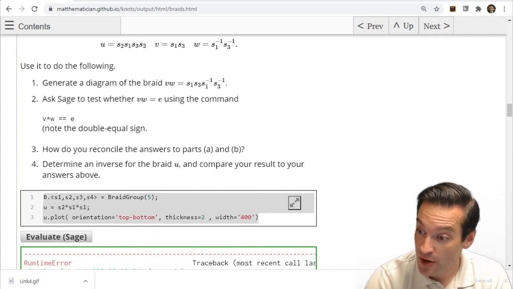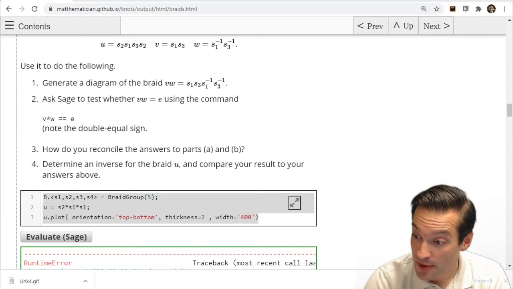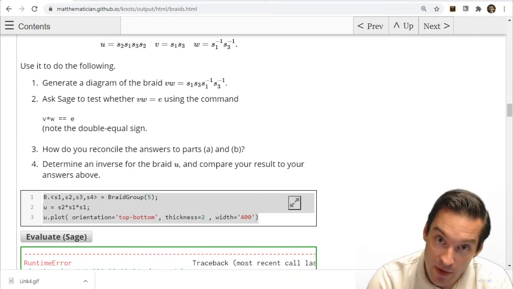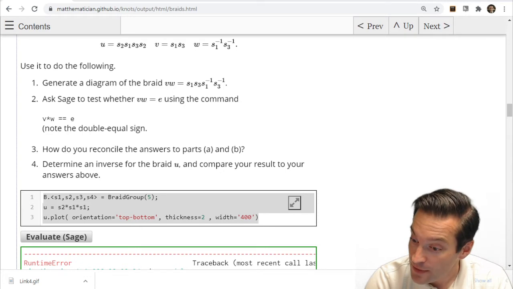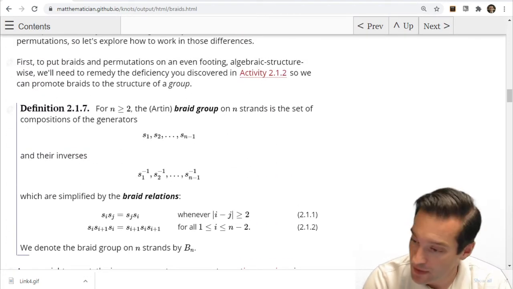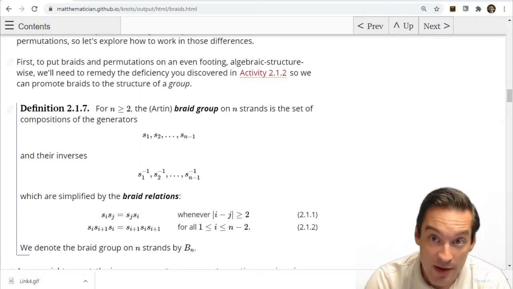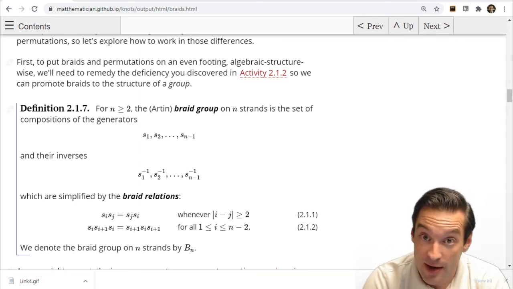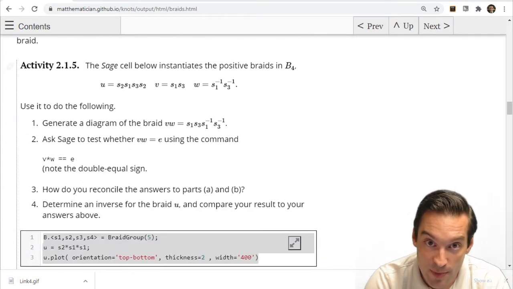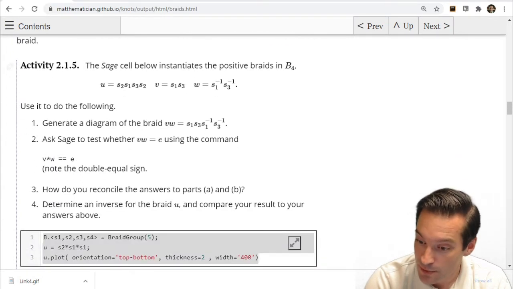Ask Sage whether or not VW is actually equal to a trivial braid, and then try and reconcile your answers to parts A and B. So this just gives you a feel for what braids look like and what their algebra looks like. And if you can, tie this back to the braid relations, 2-1-1 and 2-1-2, that's great. Otherwise, we're going to continue talking about that as we move forward into the further activities for today. So activity number 5 is where I'd like you and your team to spend about 15 minutes or so as we move forward.